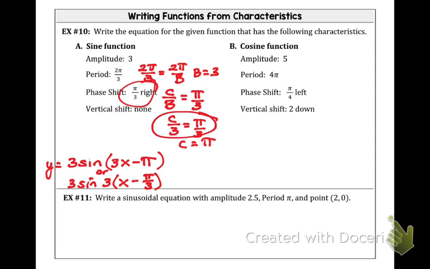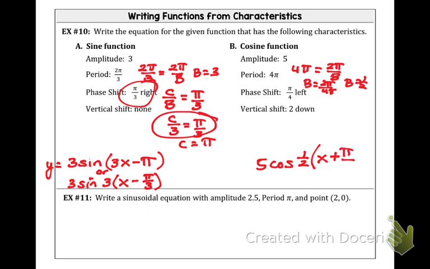For b, we have a cosine amplitude of 5. So we're going to have 5 cosine, period. So 4 pi is equal to 2 pi over b, which means b is equal to 2 pi over 4 pi. So b is going to be equal to 1/2. So if I went right to the factored out way, then I could just do x left, so plus pi over 4, and then down 2, so minus 2. So I could write that as my answer. Or you could solve it out.